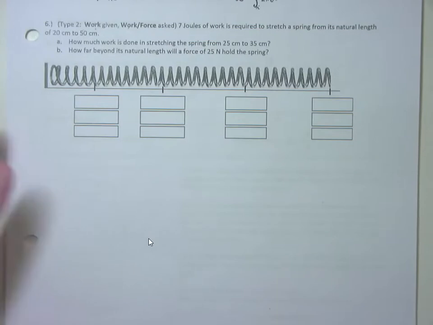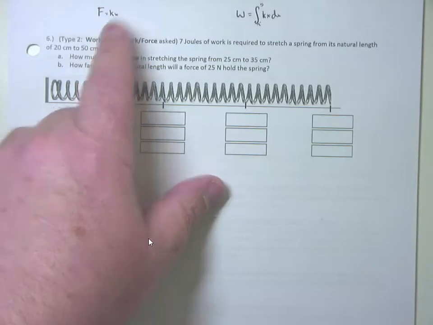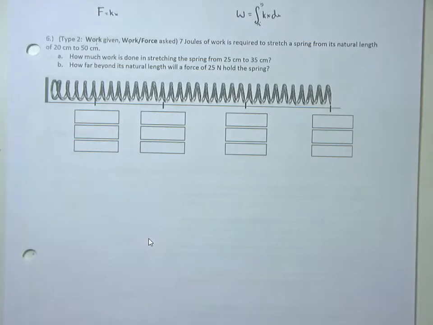So let's take a look at this one. This is a type 2 problem, because there's only really 2 types of problem that we give you with this stuff. Again, my 2 formulas: force equals kx, and work is equal to the integral from a to b of kx dx. So here we go.